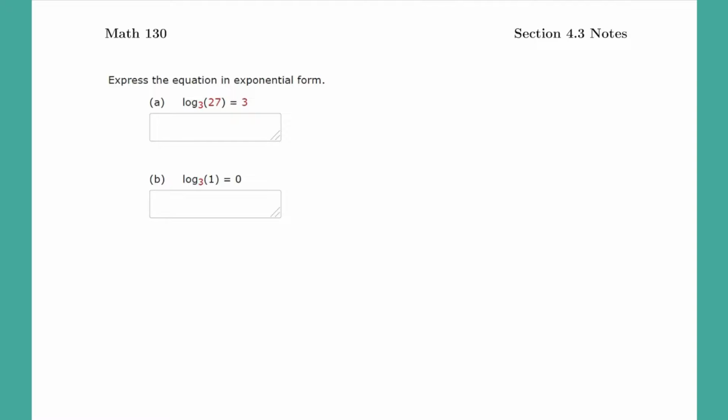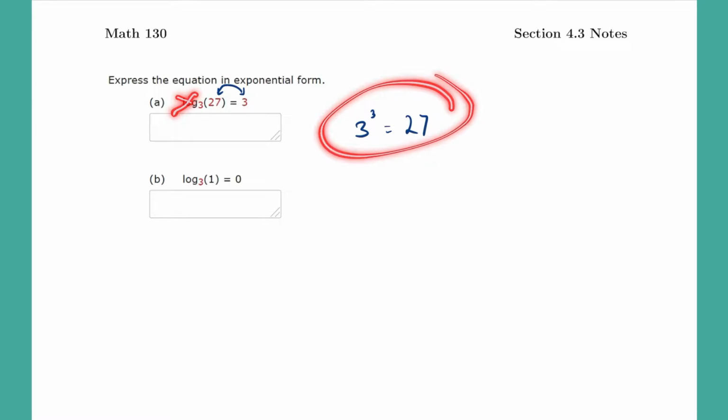Well, let's do that. The way I like to do this, I like to cross out the word log and then swap these two numbers. So 3 is your base, and then when you swap 27 and 3, the 3 becomes the exponent, and then the 27 goes on the other side of the equal sign, and you drop the word log. So there you have it. That's exponential form.